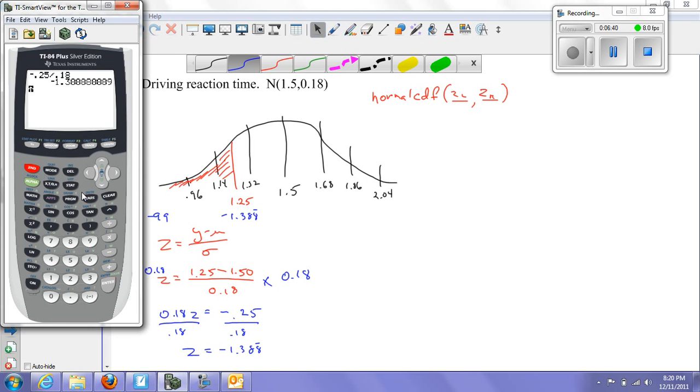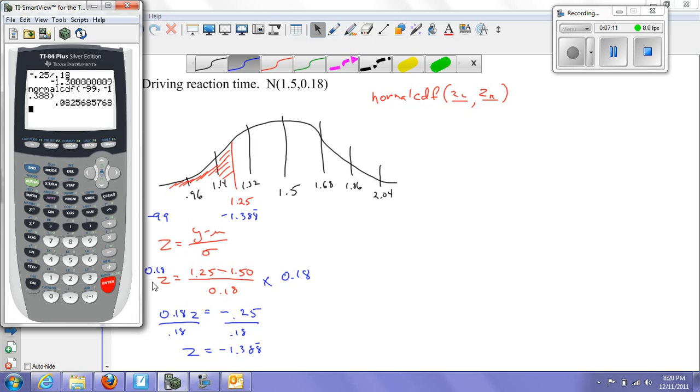I'm going to go second vars. I'm going to pick number 2 for normal CDF, and I'm going to fill in two numbers. I'm going to fill in negative 99, my z left value, and I'm going to put my comma, and then I'm going to fill in negative 1.388. That's my z right value. I'm going to put it in my parentheses. I'm going to press enter, and that's going to give me my percentage.